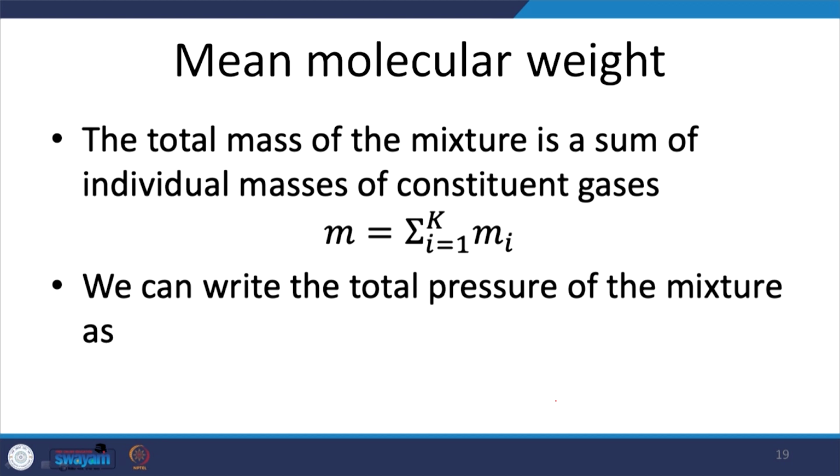So, the total mass of the mixture is a sum of the individual masses of the constituents, we know that. So, we can write the total pressure of the mixture of gases. We have written P equals R star T divided by V, sum over i to K, of N divided by M. N is equal to M by capital M. If you take R star, this is the specific volume alpha, and the pressure can be written in terms of the gas constant.